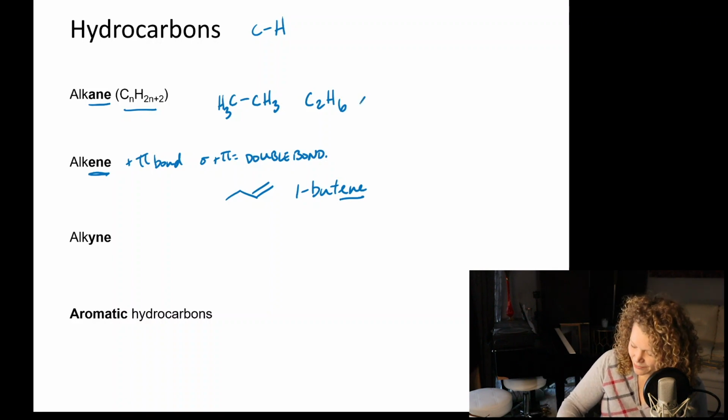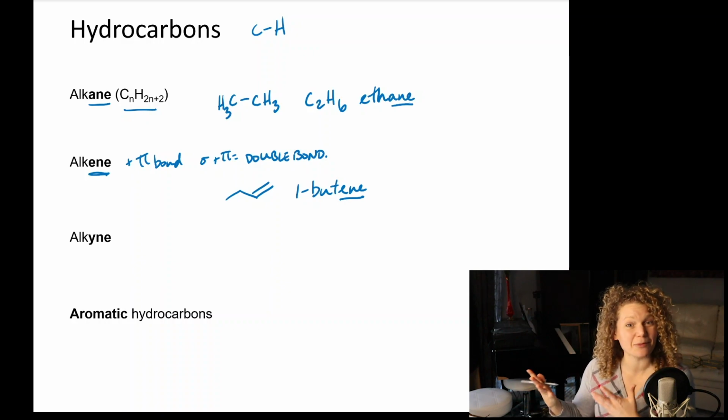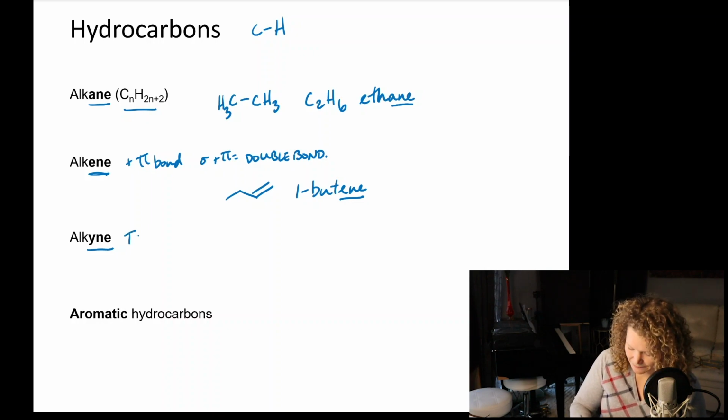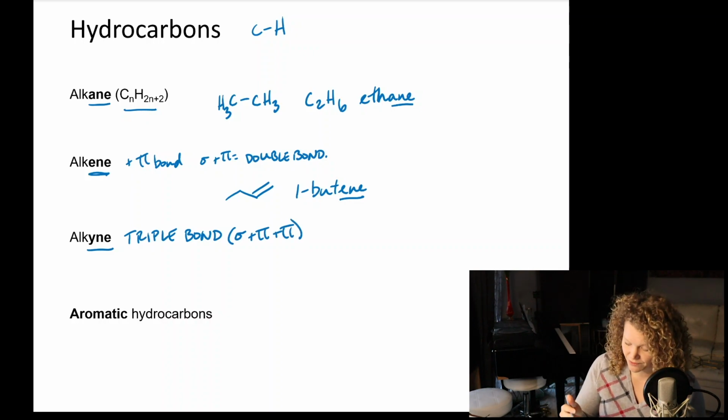Up here, I said that we have ethane, and this ANE ending indicates that we have an alkane. Now, if we go to an alkyne, this has a triple bond. A triple bond consists of a sigma bond plus two pi bonds. Remember that pi bonds are formed from p orbitals.